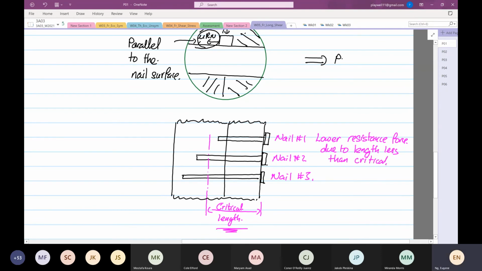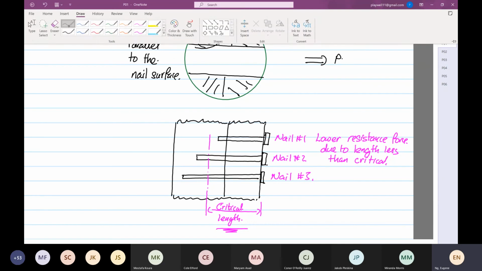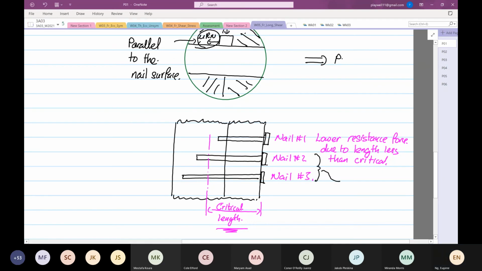So this is what I mean by the critical length. For the other two, length will not make any difference. Once you reach this critical length, it does not matter how long your screw is anymore. I used to think the longer it is, the better the resistance. No, not necessarily true.